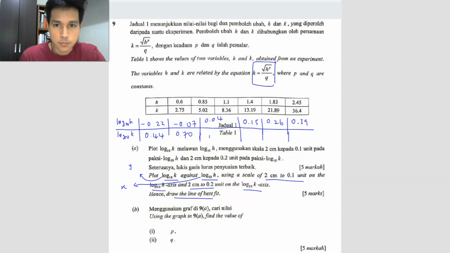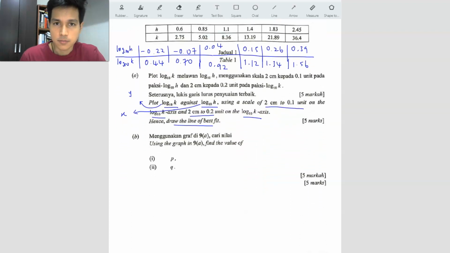0.70, 0.92, 1.12, 1.34, and 1.56. Okay, once you have this table, only then you can plot your graph. So let's do that together.